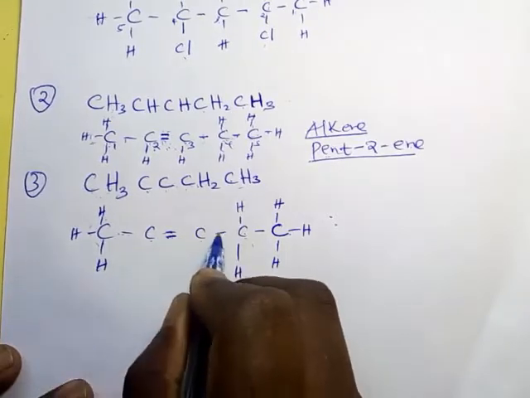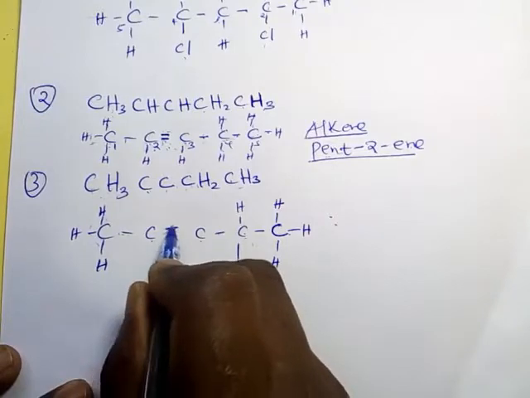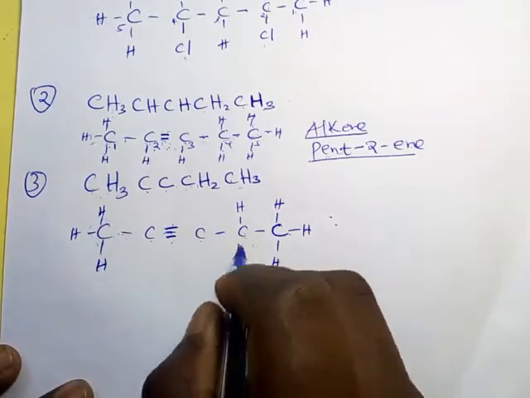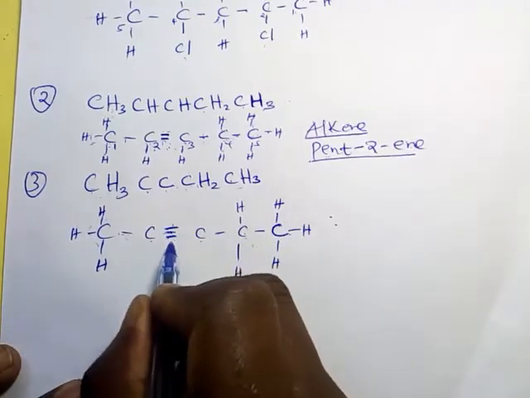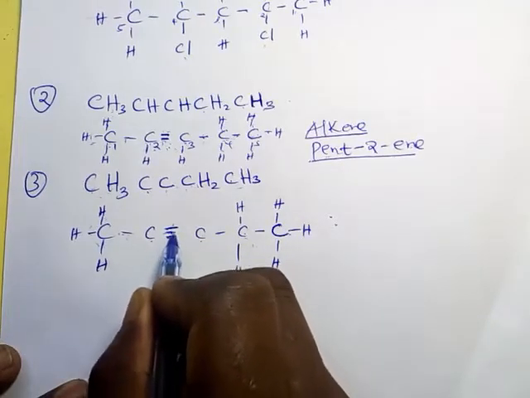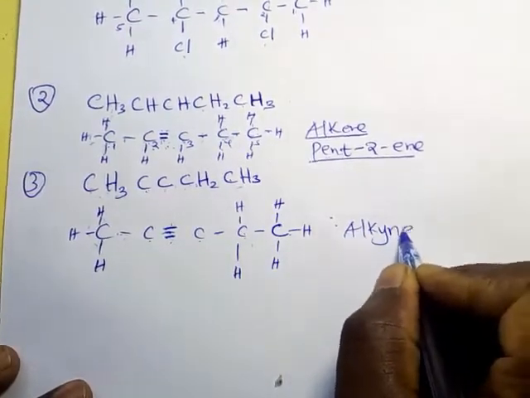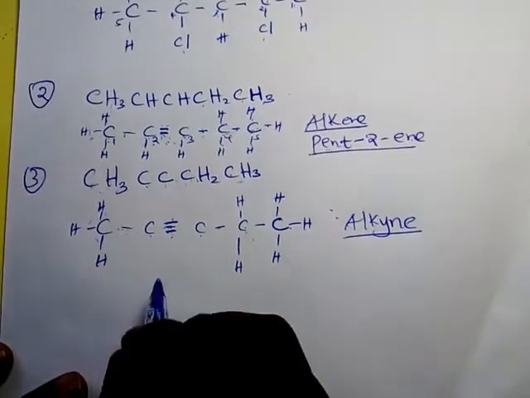When you add 1, 2, 3, not yet. You add another one. 1, 2, 3, 4. So that means each carbon atom is surrounded with 4 covalent bonds. Therefore, now you see the functional group here is a triple bond. It means it is an alkyne. Therefore, now let us give a number.